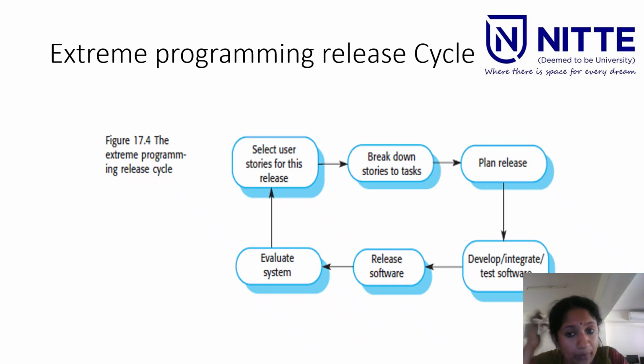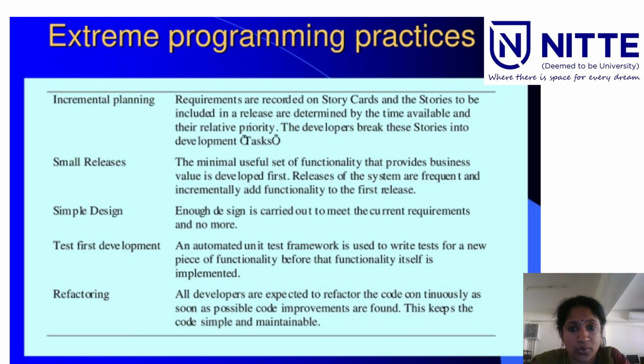So what is the extreme programming release cycle? Select stories, then break down each story into different tasks, aiming for the release, developing and then integrating with the software system, releasing the software, and finally evaluating the system. So what are the main extreme programming practices?